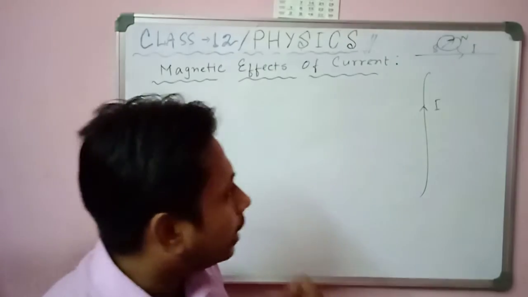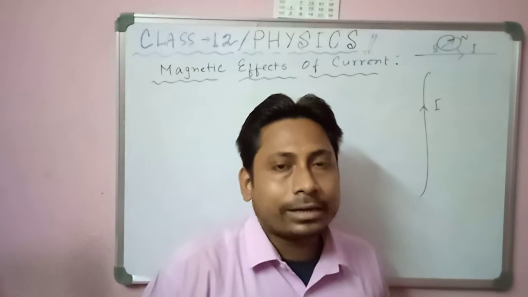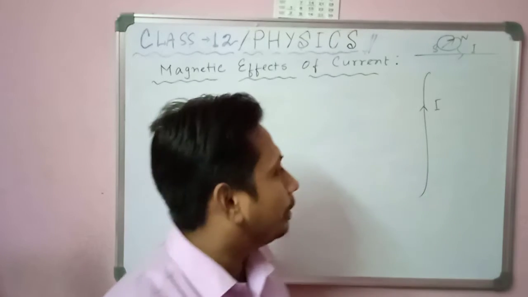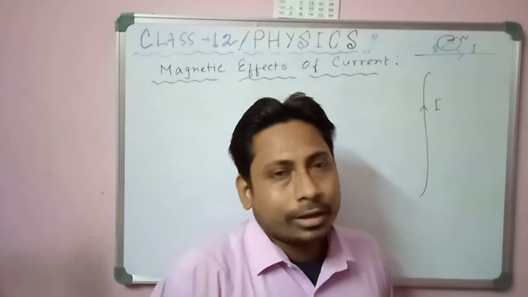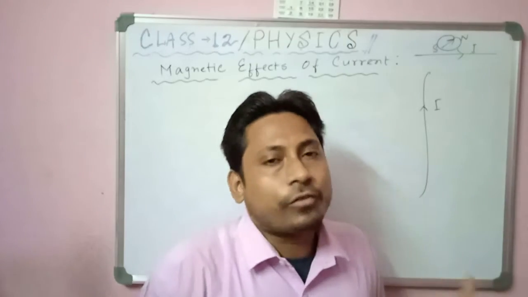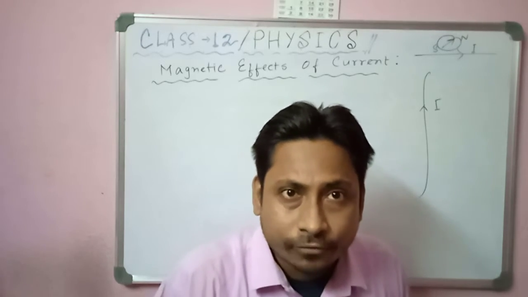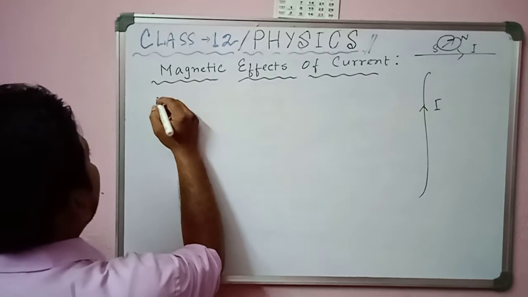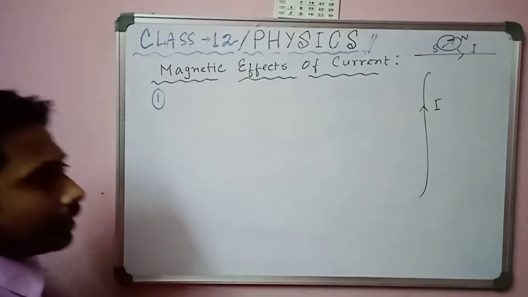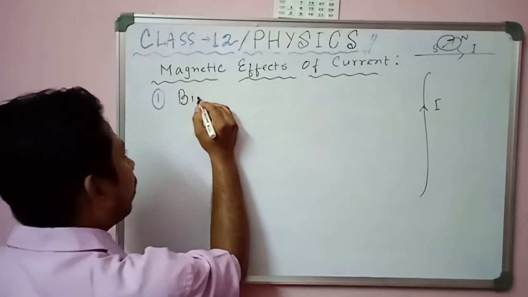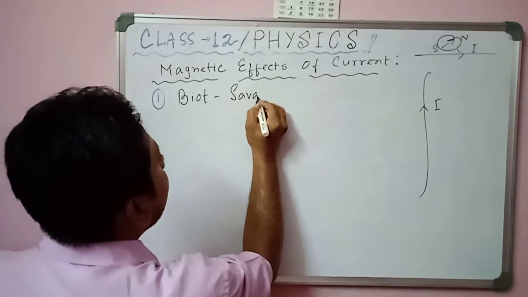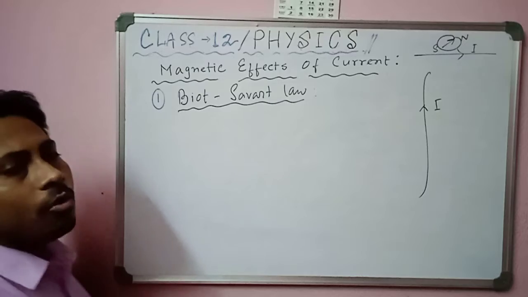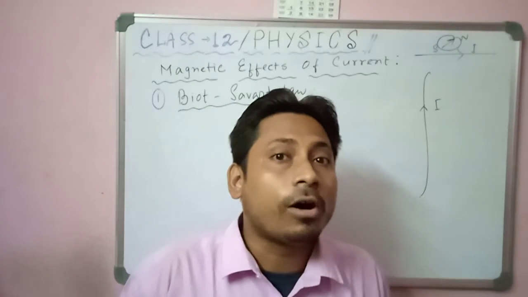Got it? So now the question is, what is the direction of the magnetic field? Number one, and number two is the value of the magnetic field. Whenever current passes through the conductor, your next job is to find the value of the magnetic field. For that, student, we use a very useful law. The name of the law is what? Yes, Biot-Savart law. This law tells us the value of the magnetic field due to the flow of current.